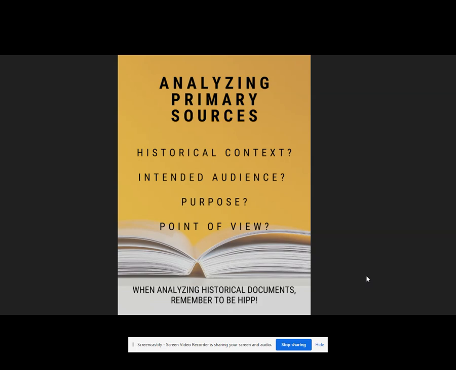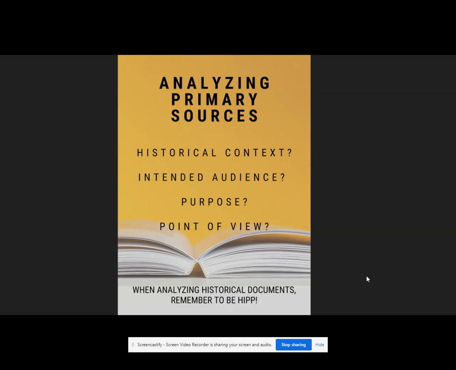The next one is the intended audience. After you're done reading your primary source, you need to think about, for whom was this source created? And how might this affect the reliability of the source?